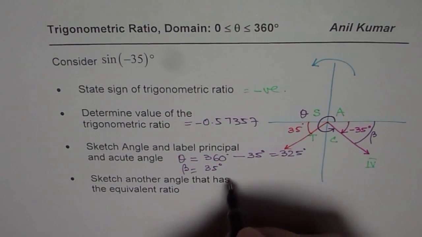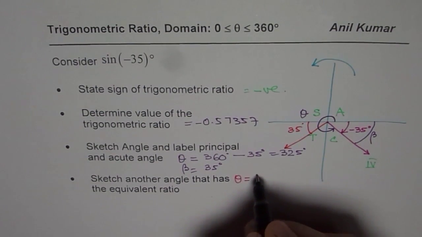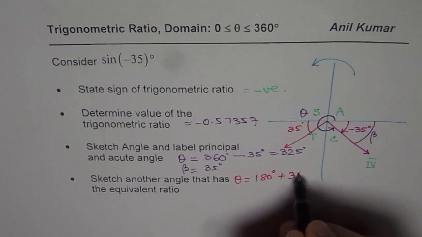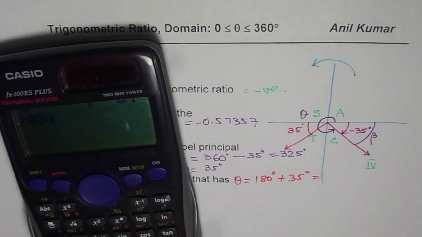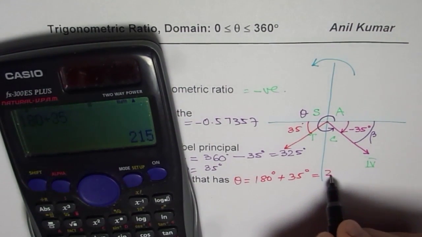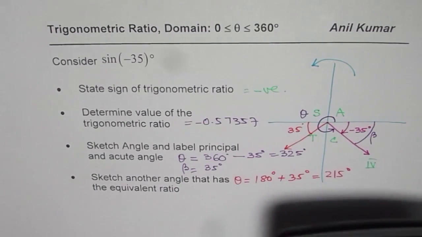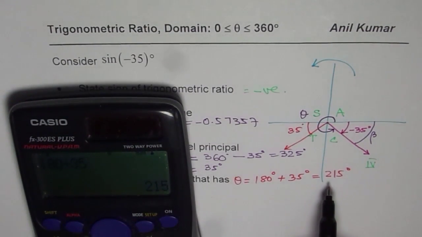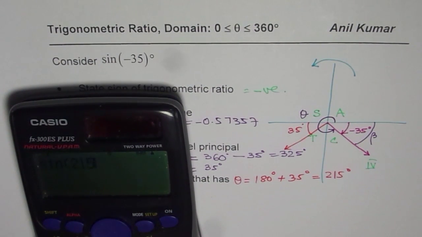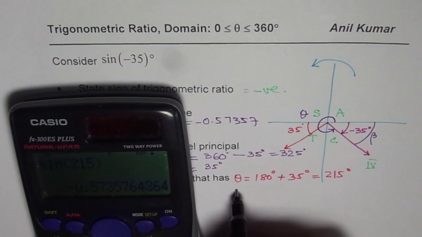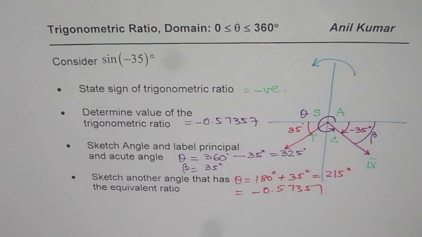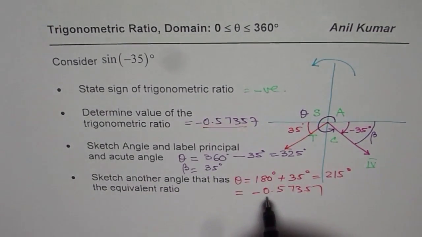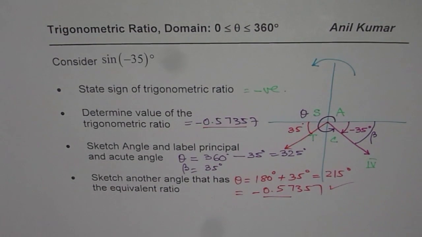How much is this angle? This angle theta is equal to 180 degrees plus 35 degrees, correct? Again, let's use the calculator. 180 plus 35 equals 215. So 215 degrees. Now let us check. What is sine of 215? Let's do sine of 215 equals, it gives us a value of minus 0.57357, right? So you can check this is exactly the same. Therefore, that is an equivalent angle, right?